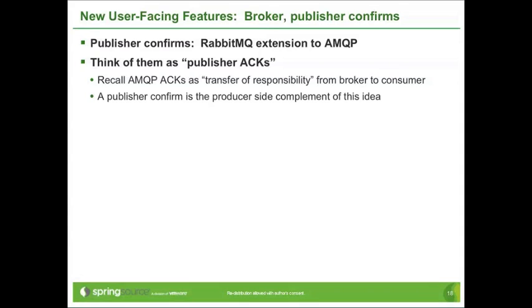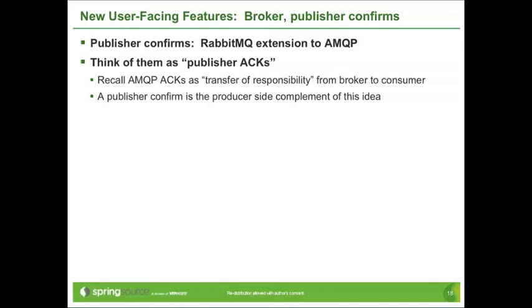The AMQP ack is effectively a transfer of responsibility from the broker to a consumer. A broker delivers a message to a consumer, and the consumer, upon taking possession of that message and doing whatever he wants to it, suppose he has to update a database record or activate some process in the real world, once the consumer has done that, he sends an ack back to the broker. This tells the broker, I can forget about that message and not worry about having to redeliver it again.